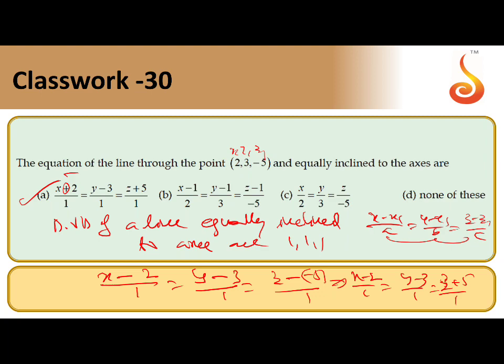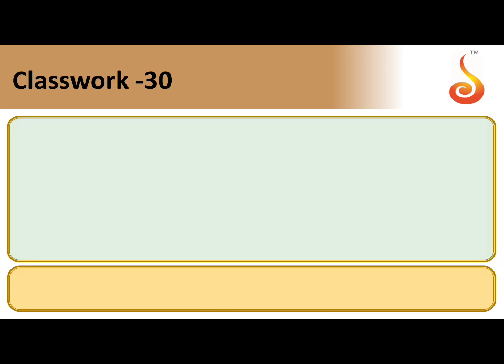Clear? So the first thing you have to remember, you want to find DRs of a line. The line is equally inclined to the coordinate axes. That means the DRs will be 1, 1, 1. Then take the answer. Check the answer. Option A is correct.